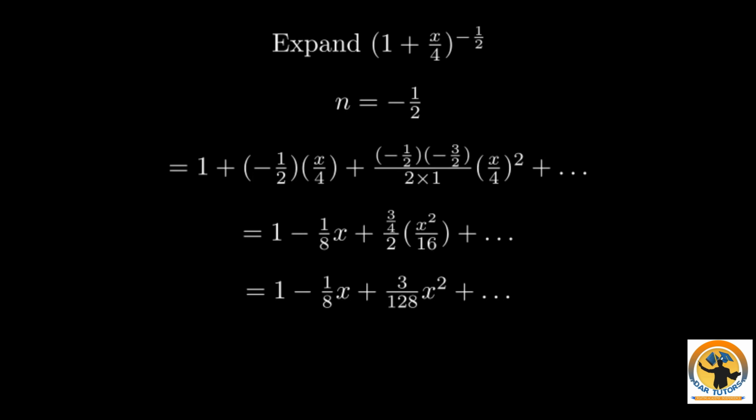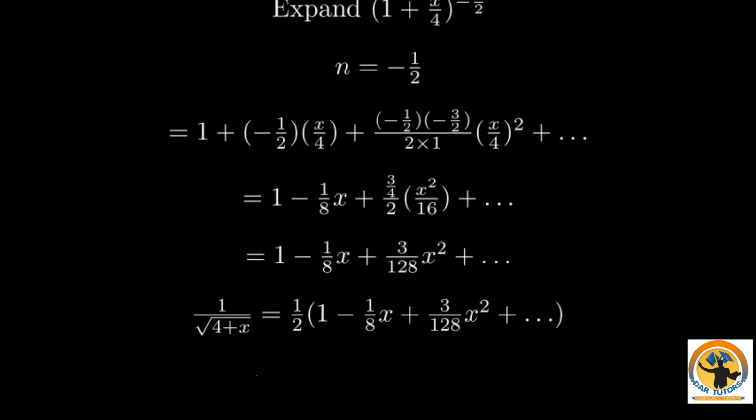Now we need to multiply the entire series by the 1/2 we factored out earlier. So 1 over the square root of 4 plus x is equal to 1/2 times our expansion. Distributing the 1/2, we get 1/2 minus 1/16 x plus 3 over 256 x squared, and so on.